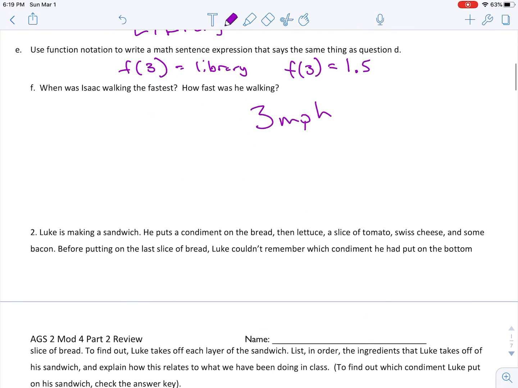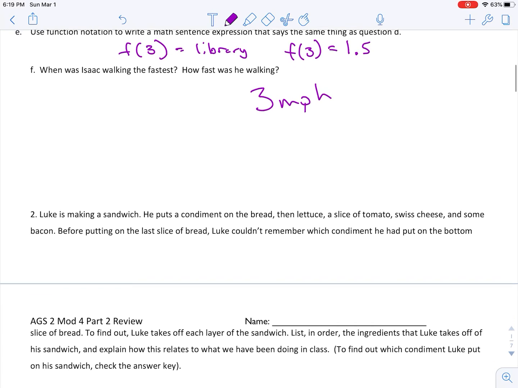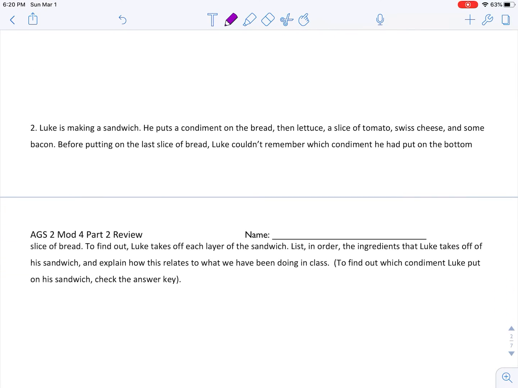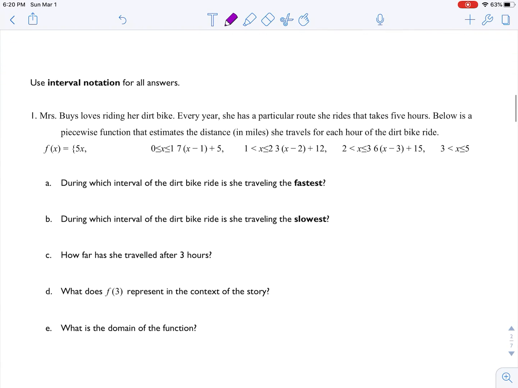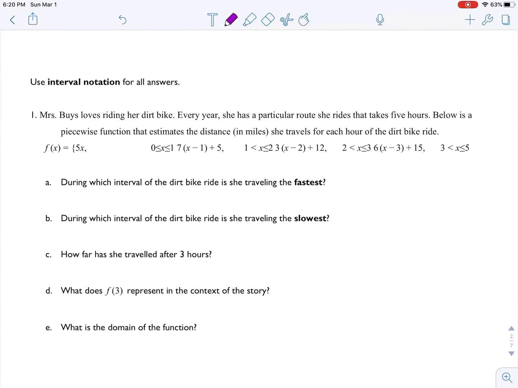Okay, let's see. So we talked about this one in class a little bit, about the inverse and doing the opposite of how we made the sandwich. So we also did that in class with like a morning routine, I think. So I think what we're gonna do is we're gonna stop this video there, and I will start video 2.